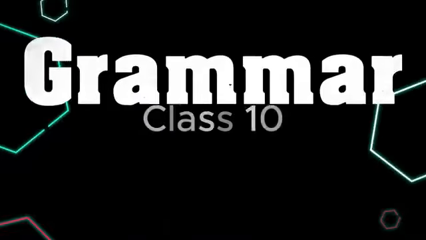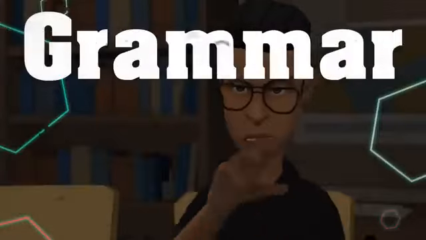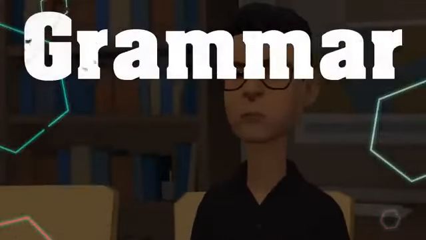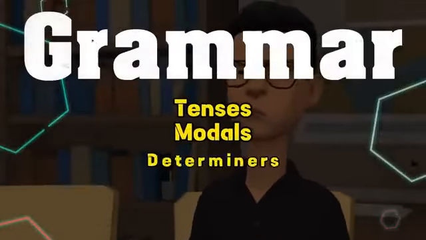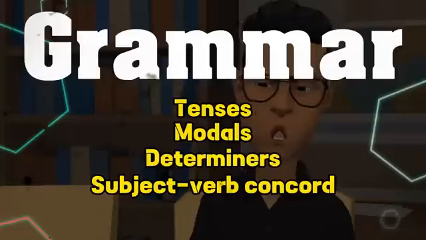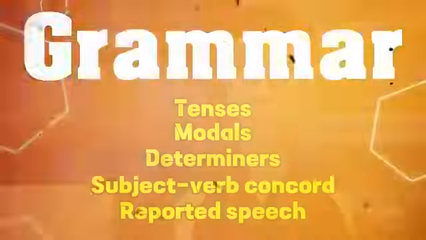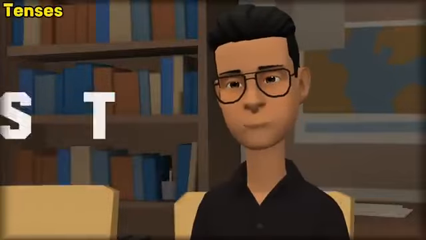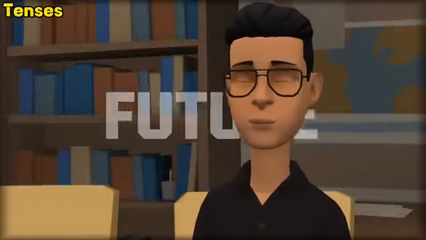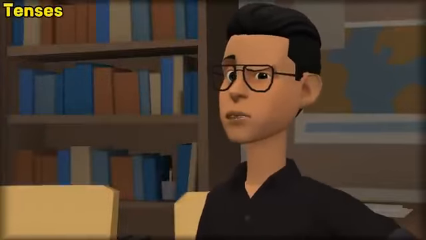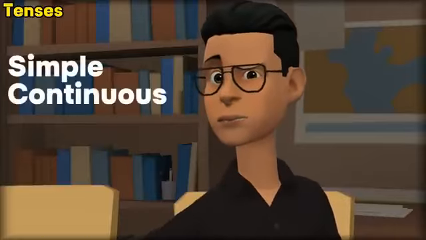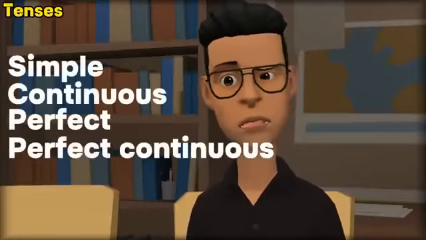Grammar section, Class 10. In the CBSE syllabus, it consists of tenses, modals, determiners, subject-verb concord, and reported speech. Let's start one by one. You know, there are 3 tenses: past, present, and future. There are subparts of these tenses that are simple, continuous, perfect, and perfect continuous.